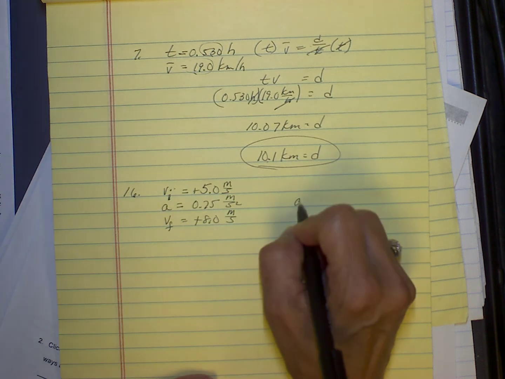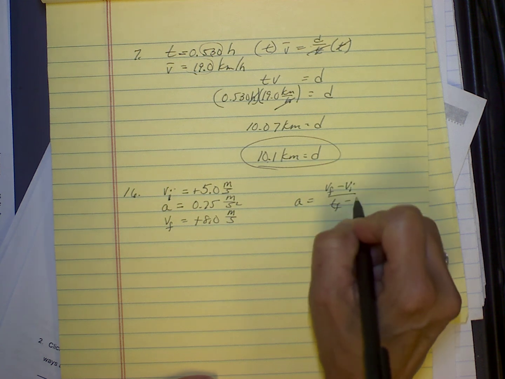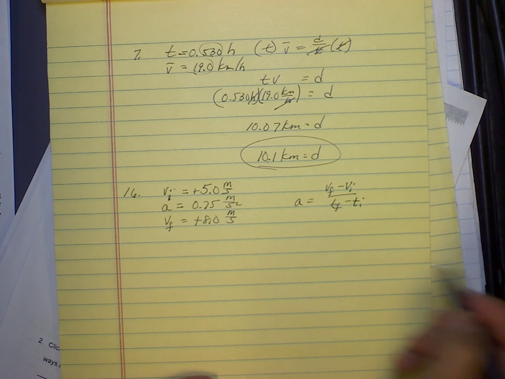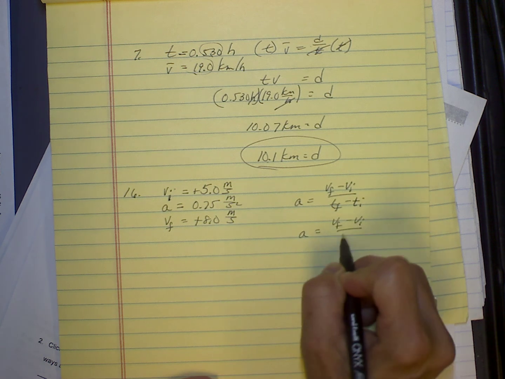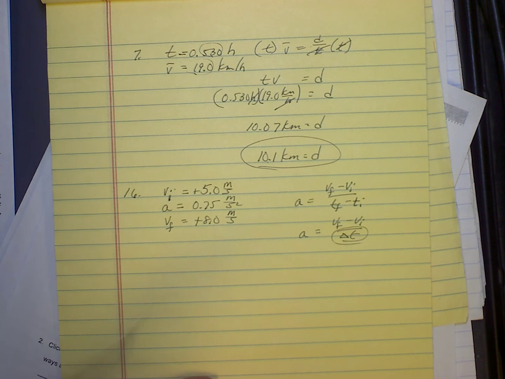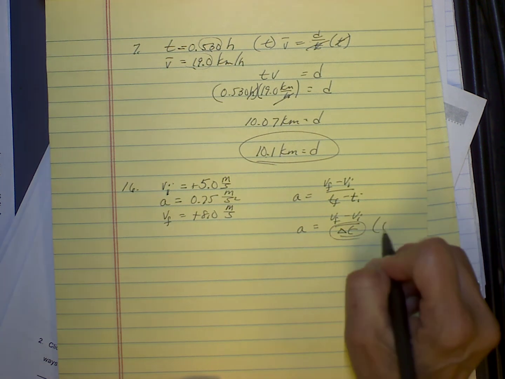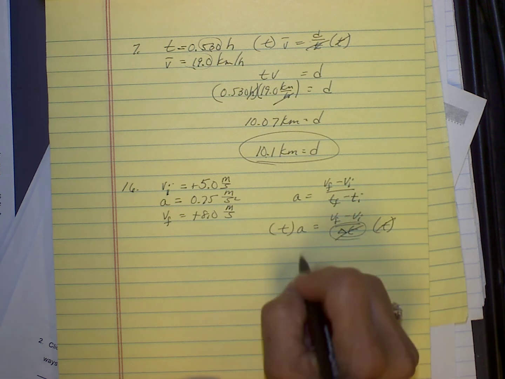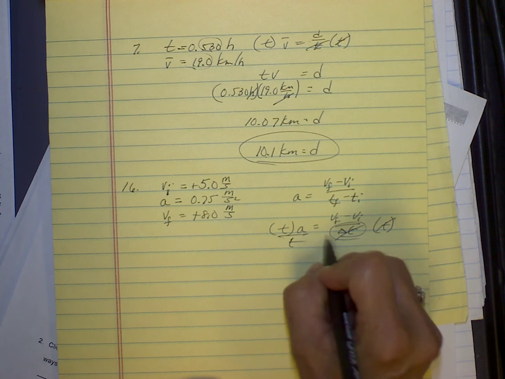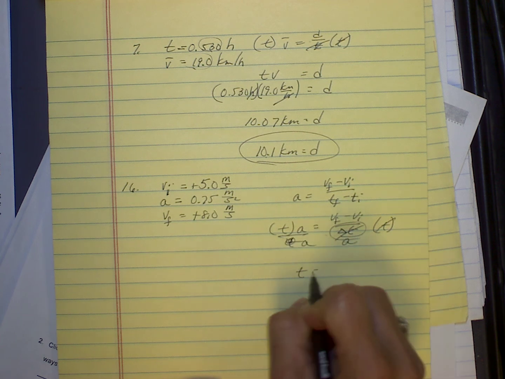Now, we have this equation. Okay, we can change that to say change in time. This will be the whole time interval. And since we're trying to find time, we're going to multiply times time on both sides and then divide by acceleration. So we end up with this.